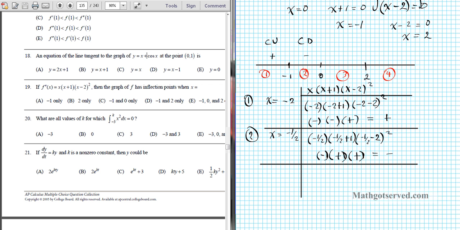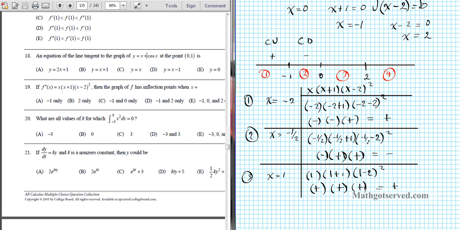So interval 3, what are we testing? A number between 0 and 2. Easiest one is 1. Plug that into the second derivative function: 1 times 1 plus 1 times 1 minus 2 quantity squared. This is positive. 1 plus 1 is positive. 1 minus 2 is negative. 1 squared is positive also. When we multiply all this positivity, we get positive, okay?